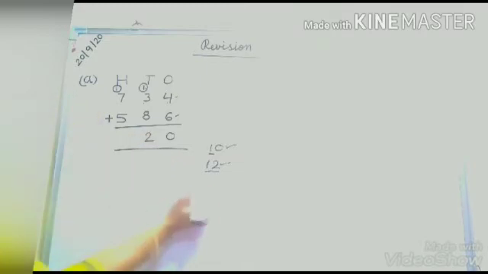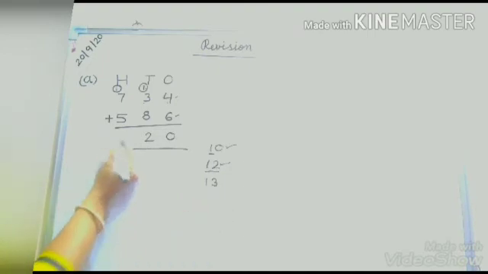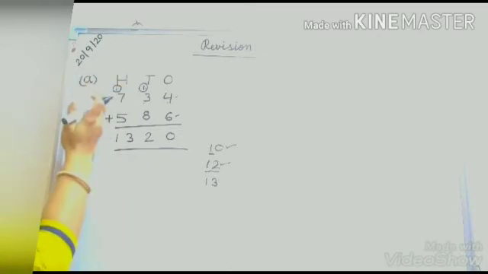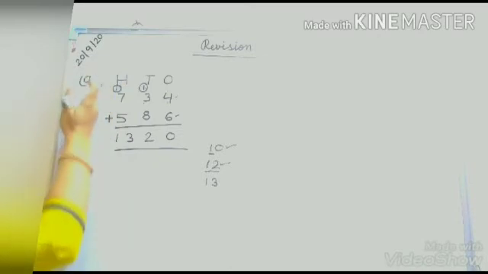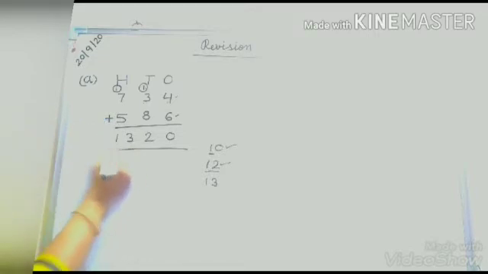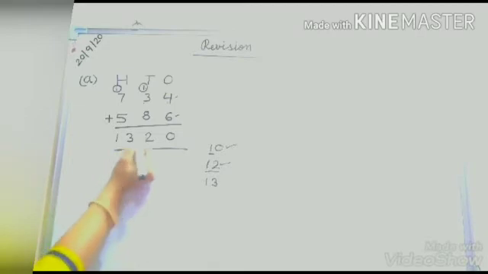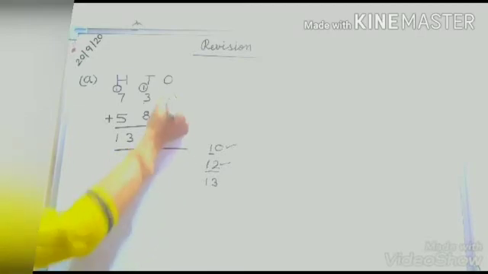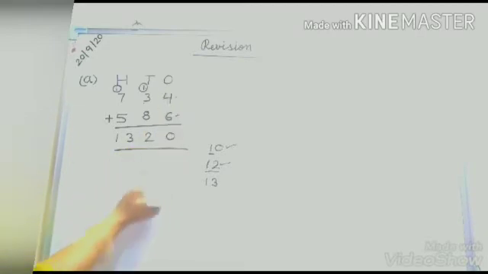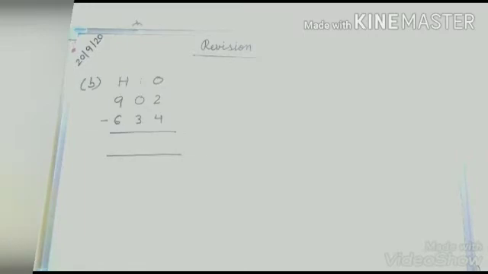Okay. Here 13 has come. So can we write 13 here? Yes, we can write 13 here because after hundreds there is not any place and not any digit for addition. So we can write both the digits together. Okay children, now this is the sum of these two numbers.